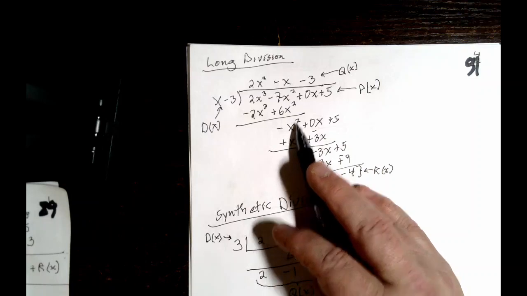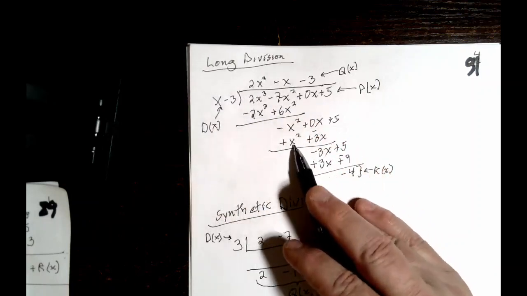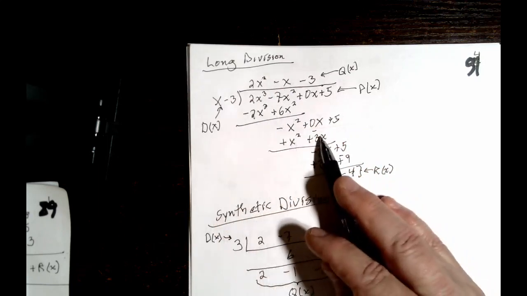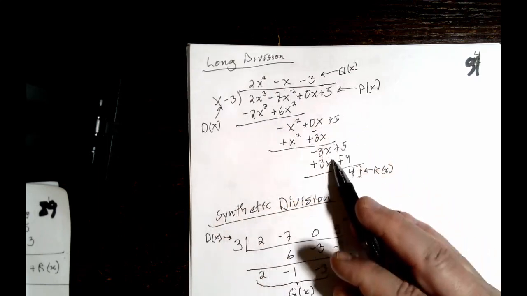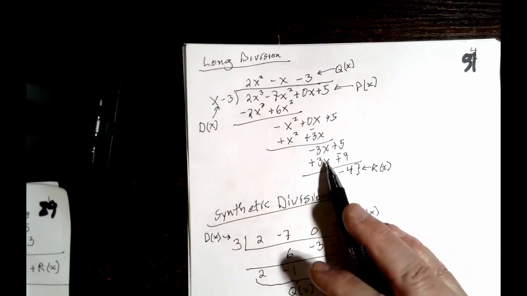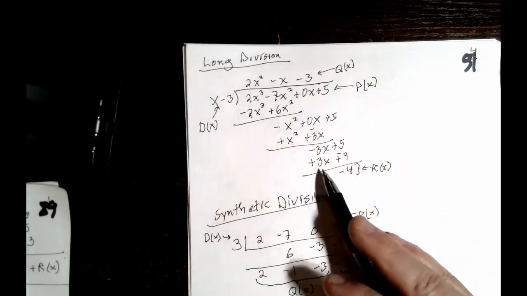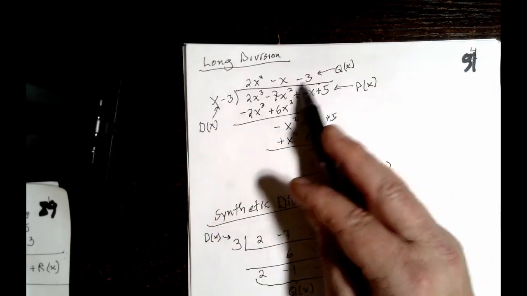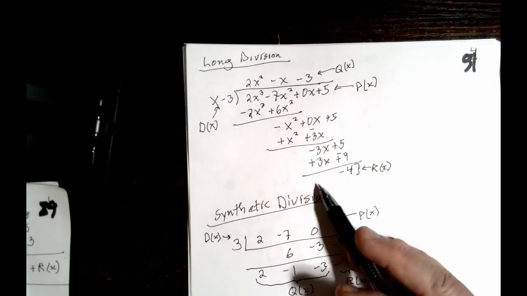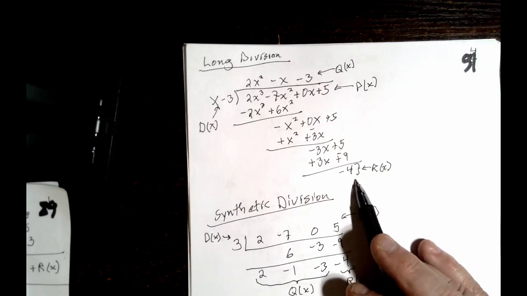X goes into x squared, minus x times. So minus x times x is minus x squared. Minus x times minus 3 is positive 3x, and I change my signs, and when I add, I get minus 3x plus 5. X goes into 3x, minus 3 times. So minus 3 times x is minus 3x. Minus 3 times minus 3 is positive 9, and I change my signs, and when I add, they go away. That gives me a remainder of minus 4.